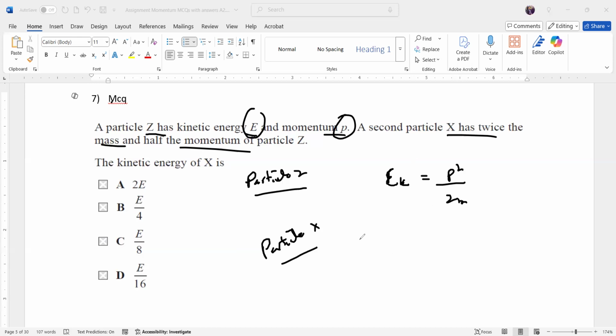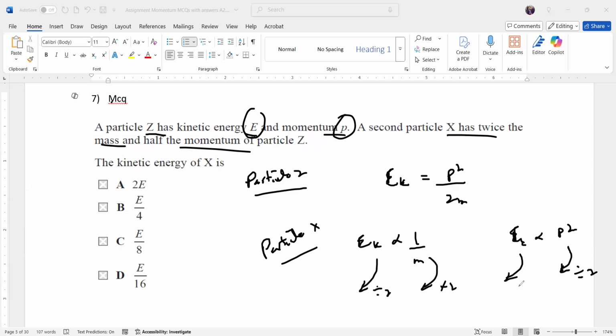So what is the relation between kinetic energy and the mass? It is inverse. So if the mass is twice, what happens to the kinetic energy? The kinetic energy decreases by a factor of 2 because of the inverse relation. And what is the relation between kinetic energy and the momentum? Kinetic energy is proportional to momentum square. It has half the momentum. If the momentum is divided by 2, what happens to the kinetic energy? It will be divided by 4 because it is proportional to the square. So if it is doubled, it will increase by 4. If it is halved, it will decrease by 4.